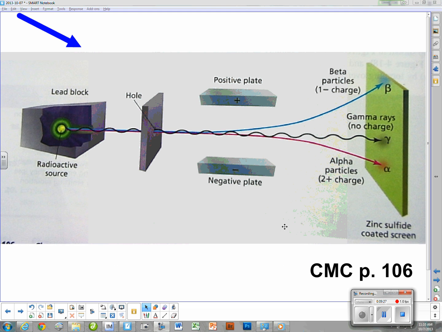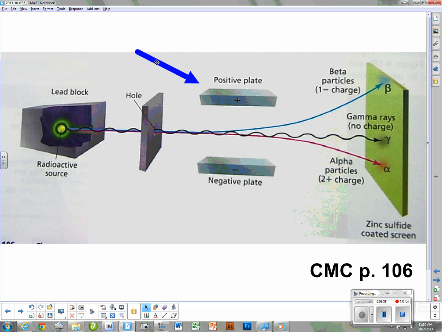Now let's get a feel. This guy is on page 106 of your textbook at home, and let's make sure we understand what we're looking at here. Here's a positive plate. Here's a negative plate, and I don't mean a plate like you eat off of. I mean a metal plate that's hooked up to an electromagnet. Okay? So, as we look at what happens, why would the beta particle swing upwards? Okay, it's a negative charge, so it's attracted to the positive plate, and it's also pushed away by the negative plate, right?